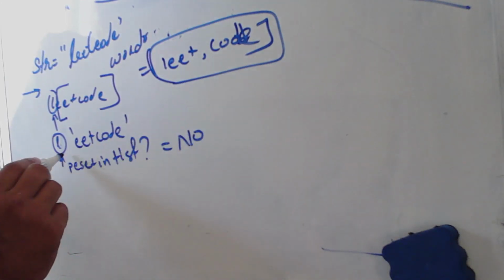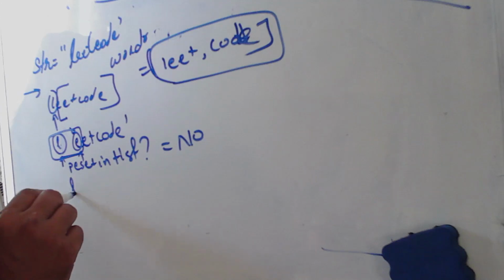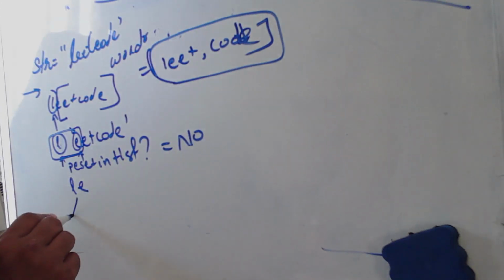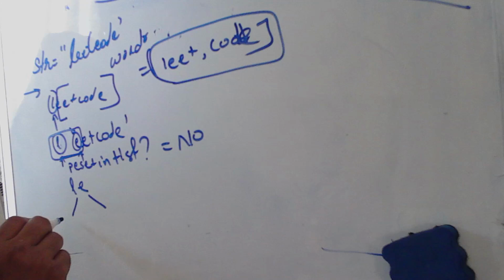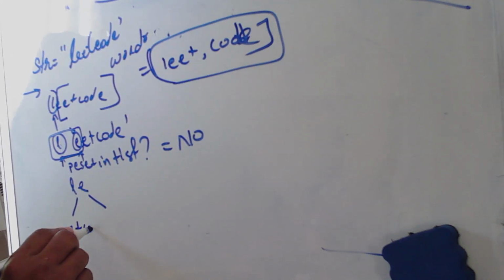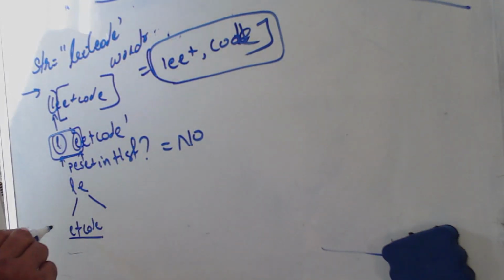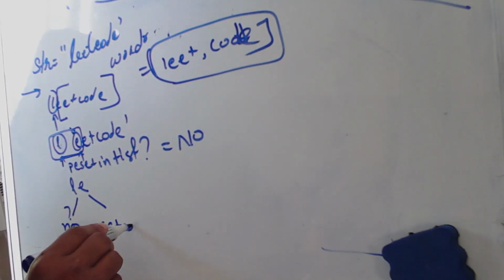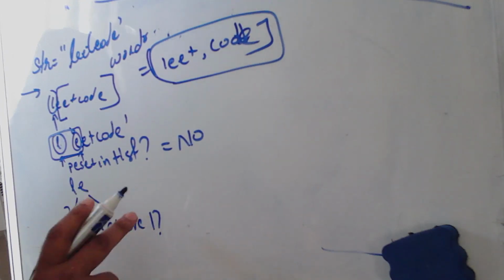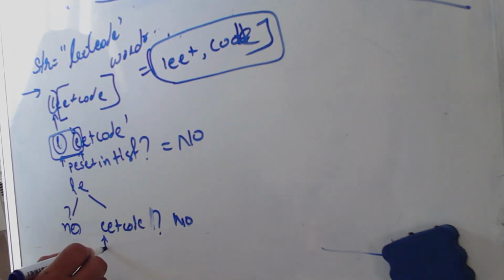No. Then we're going to increase the pointer. Now the word becomes LE. Is LE present or not? If LE is present, again the rest of the word becomes etcode. LE present? No. Is the rest present? No. Other words, is code present? No. Again, same way, you're going to increase the pointer.